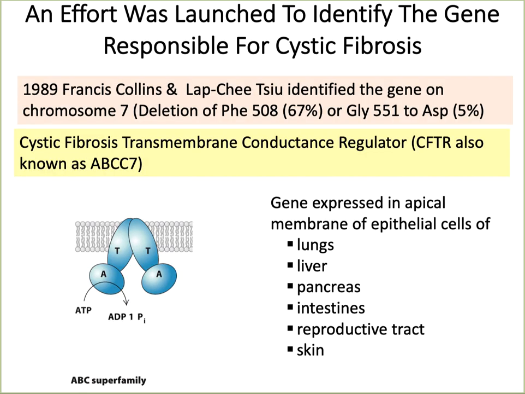So, in the late 80s, there was a major effort to identify the gene that was responsible for cystic fibrosis. In 1989, it was identified as a gene on chromosome 7. The scientists were Francis Collins and Lap-Chee Tsui. Francis Collins was at the University of Michigan when this discovery was made, and Dr. Tsui was at the University of Toronto when they collaborated on this project.